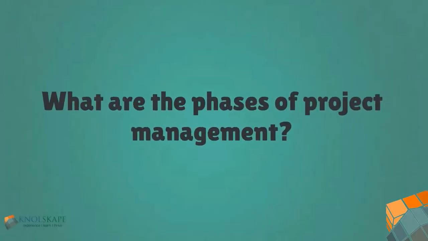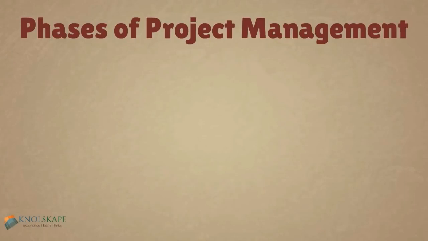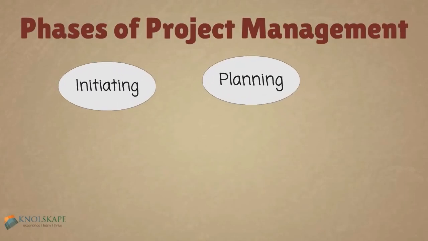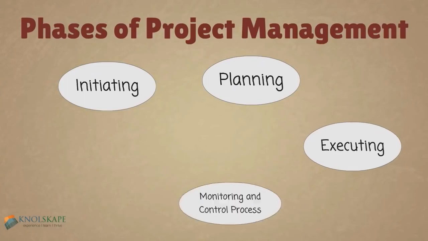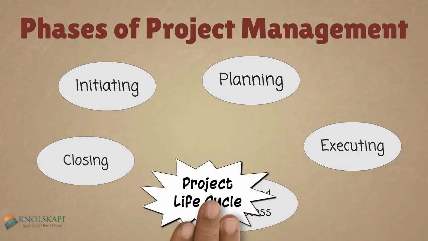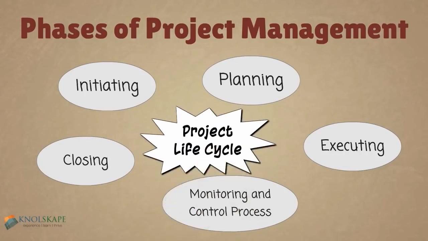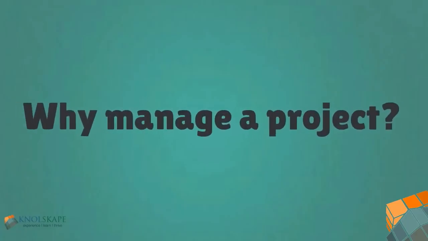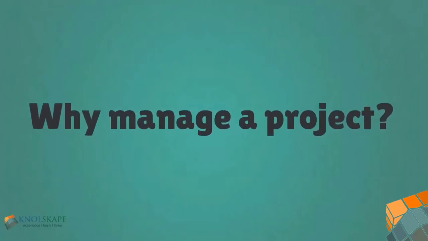What are the phases of project management? Projects are divided into phases such as initiating, planning, executing, monitoring and control process, closing. A collection of these phases is called a project life cycle. The phases sound simple enough. So, why manage a project?